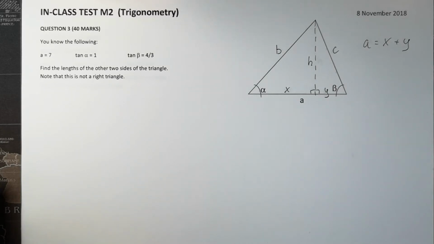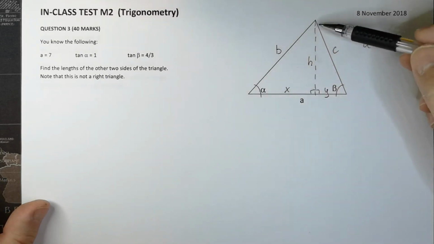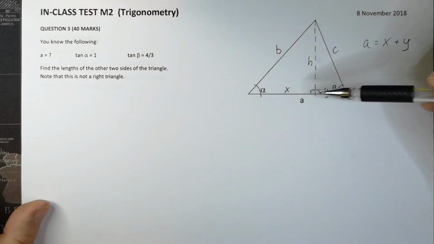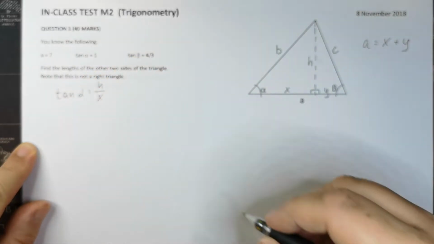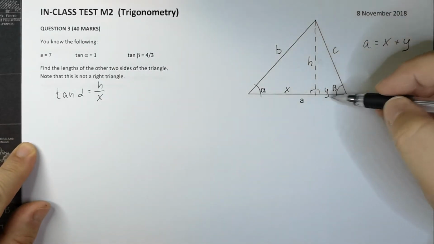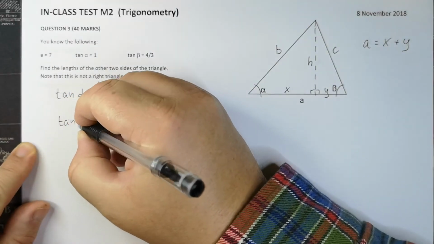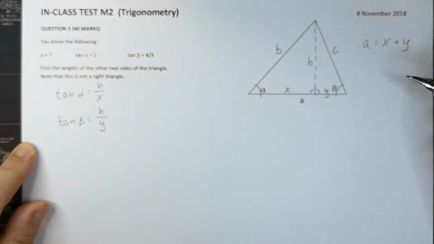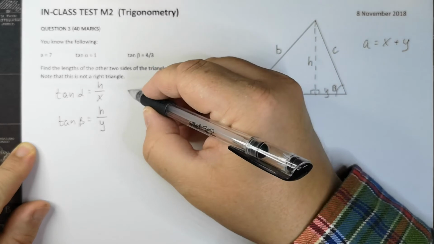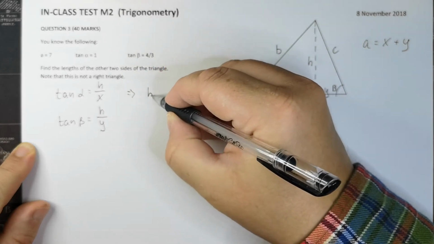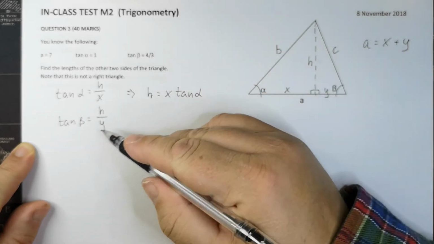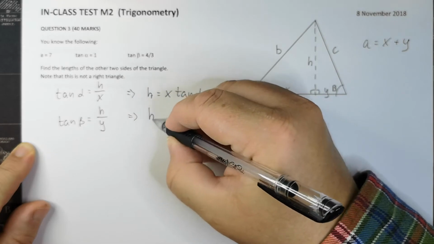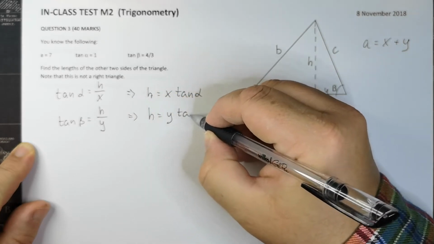Now, with completed preliminaries, we can start writing trigonometrical equations. So, tangent alpha, it's opposite over adjacent, so H over X. Tangent beta is H over Y. From the first equation, by multiplying both sides by X, I can derive that H equals X tangent alpha. And from the second equation, we get H equals Y tangent beta.